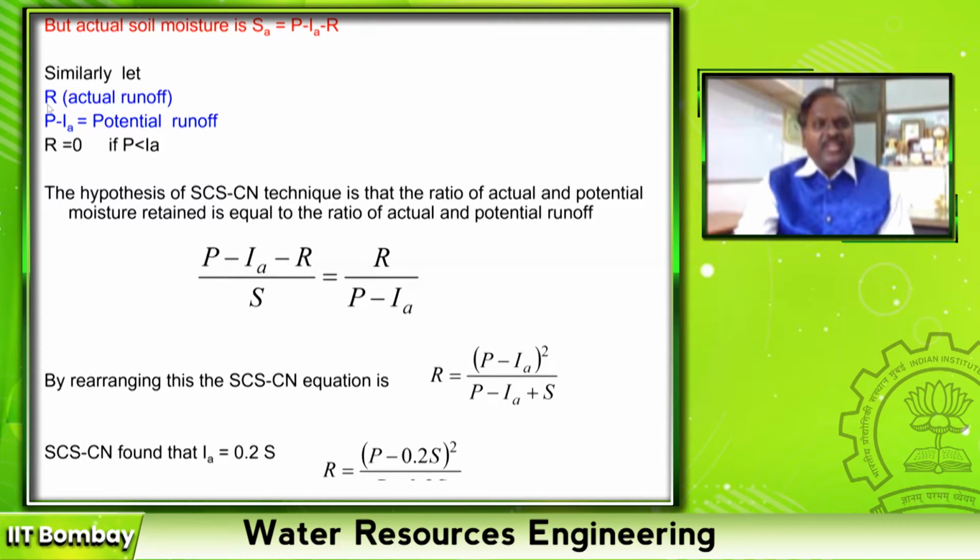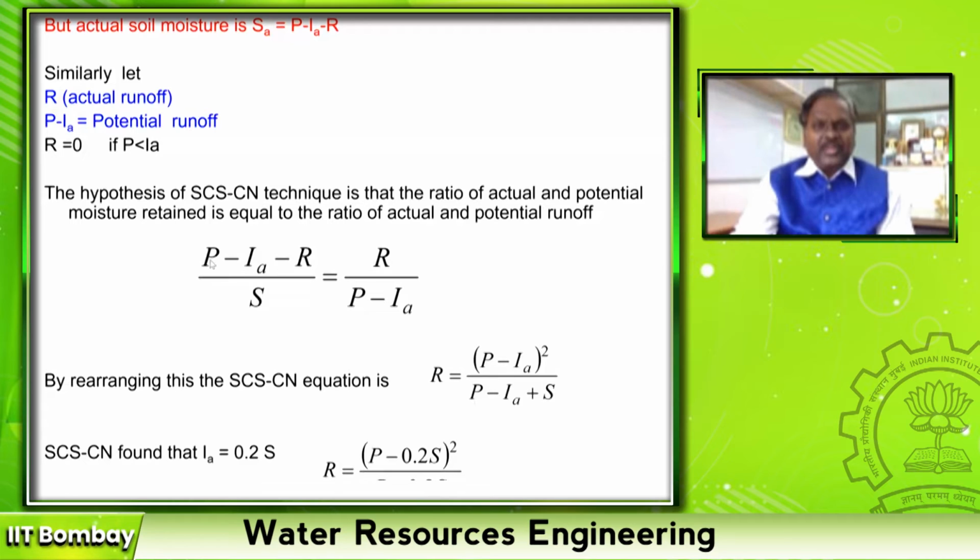Similarly, let R be the actual runoff. P minus IA is potential runoff. Then the hypothesis of the SCS curve number technique is that the ratio of actual and potential soil moisture is equal to the ratio of actual and potential runoff, right?